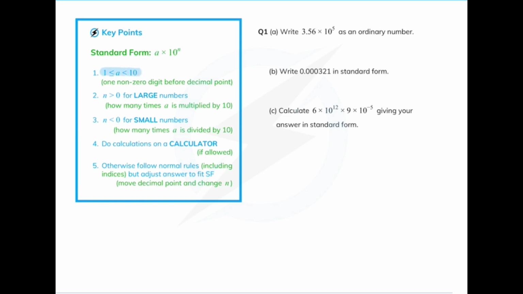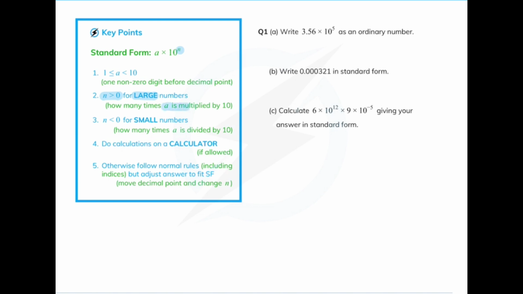The number at the front, the A as I've called it, must be between 1 and 10. It's not allowed to be 10 actually, which is why I've put less than 10 there, but anything up to 9.999 whatever. In other words, there is one non-zero digit before the decimal point in that number. So A is a number with one non-zero digit, and then the N is, well, it's bigger than 0 for what you might call large numbers.